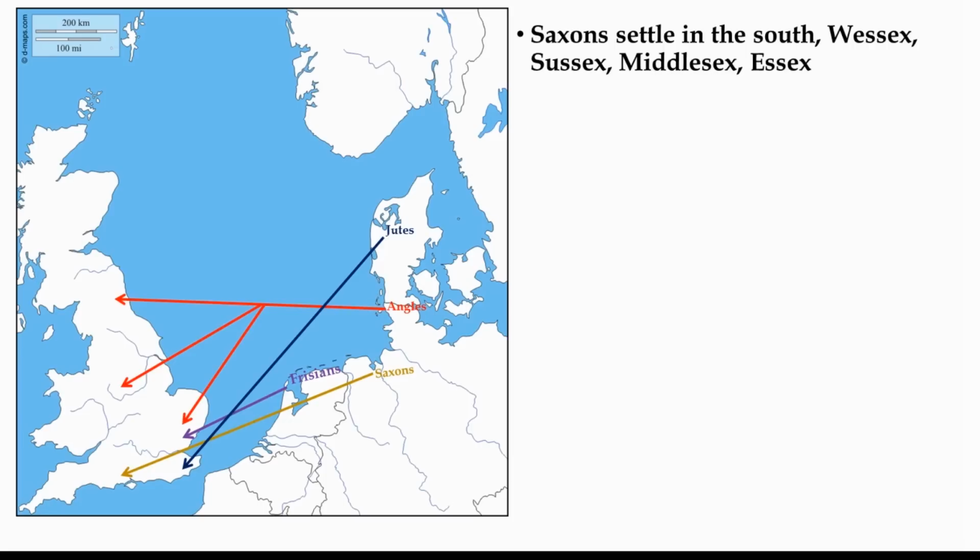And in fact, the name Saxon comes from the type of knife that they would have used, which was called a sax. And in fact, Wessex comes from West Saxe, which means the West Saxons. So the Wessex is where the West Saxons would have settled, Sussex, the South Saxons, Middlesex, the Middle Saxons, and Essex, the East Saxons. Fun bit of trivia there.